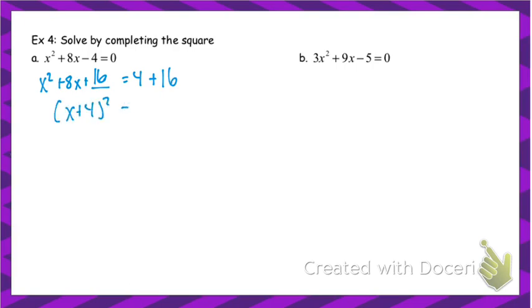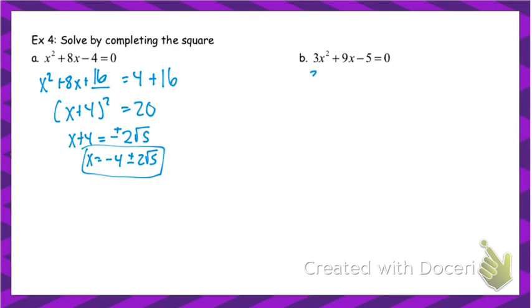If I add 16 to the left, I also add 16 to the right. Now the left side factors. And now to solve, I can start by taking a square root. Whenever you take the square root, you have to remember it is plus or minus that square root. And root 20 simplifies to 2 root 5. Move that over, and I have my two values.